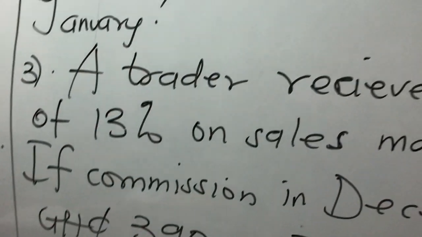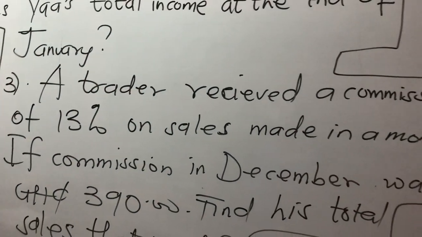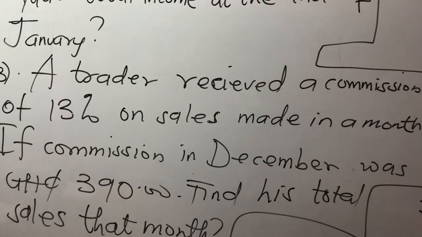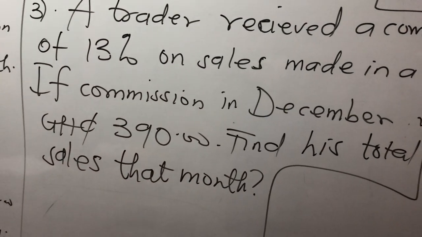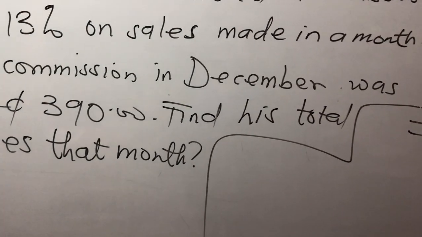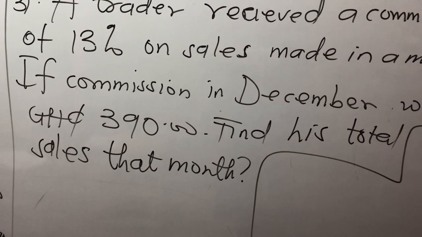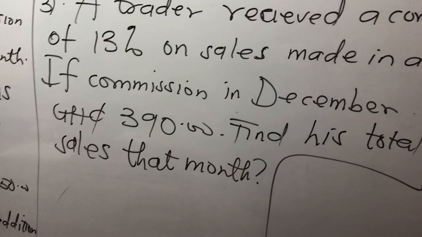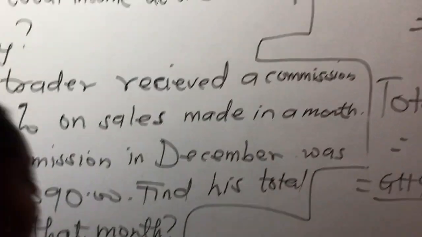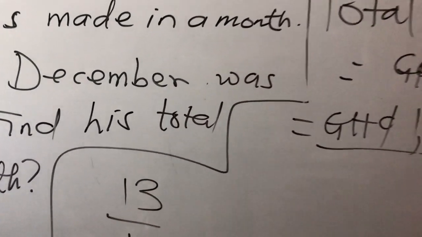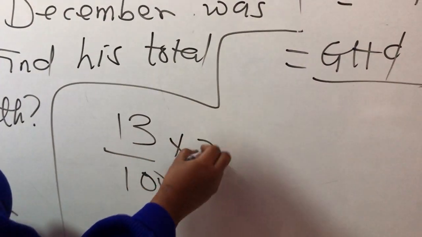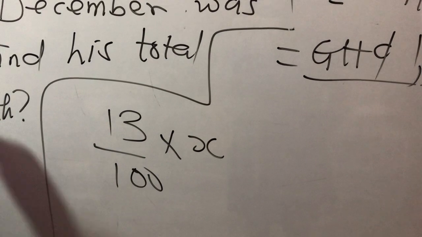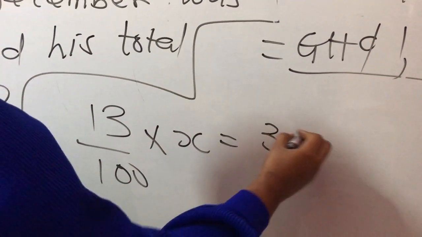A trader received a commission of 13% on sales. Do we know the sales? No. Made in a month. If commission in December was 390 Ghana cedis, find his total sales that month. What we don't know, we represent it with a variable. So we have 13 over 100, which is 13%, times X, the sales we don't know, all is equal to what?